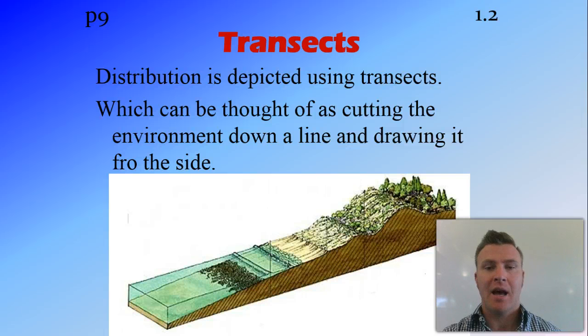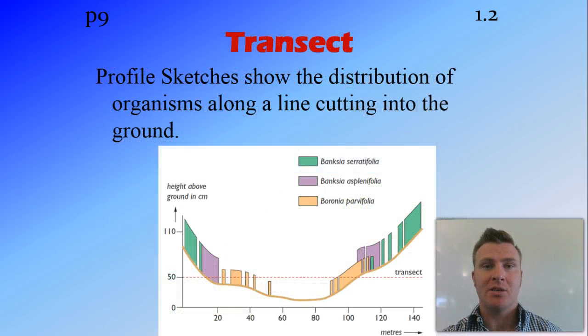So to represent the distribution, we use a transect. Now, a transect can be thought of as cutting the ground along a straight line and just looking at it from the side, or from the top, depending on which way we're going to represent it. The first way is to look at it from the side. Looking at it from the side, we can get an idea of the altitude, so where the ground sits, as well as the species that are in the area and how tall they are. So we can get a little bit more information than just the distribution. This would be cutting down into the ground and looking at it from the side.